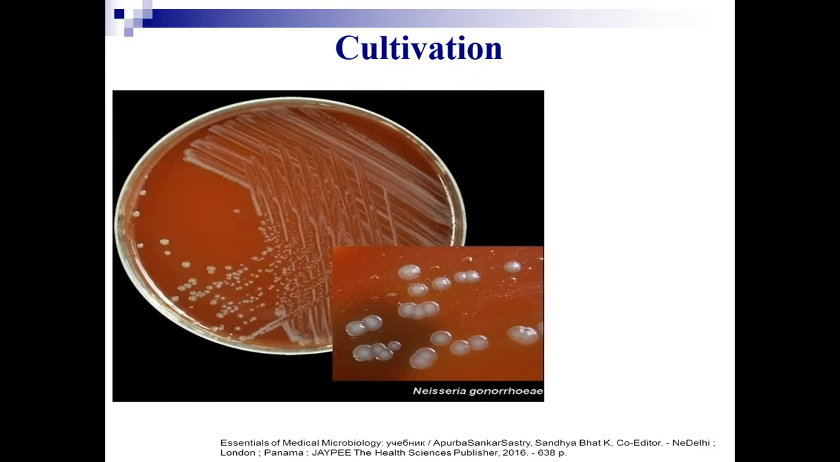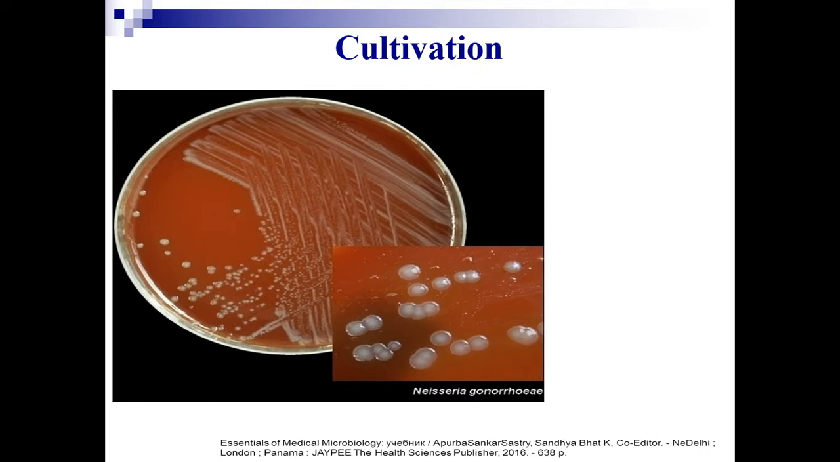Dacron or rayon swabs are preferred, as cotton and alginate swabs are inhibitory to gonococci. In chronic urethritis, as discharge is minimal, prostatic massage is done to collect the secretion. Alternatively, the morning drop of secretion may be collected.